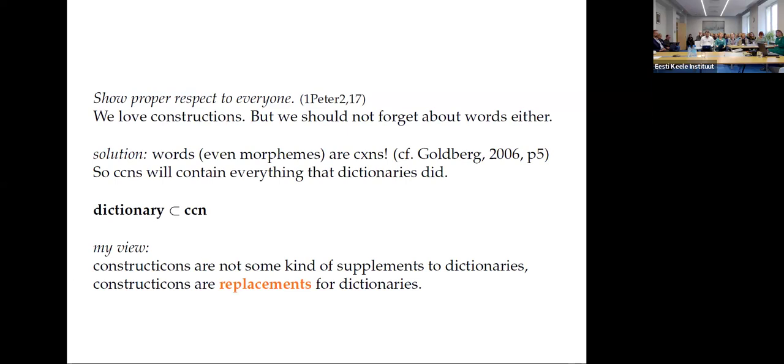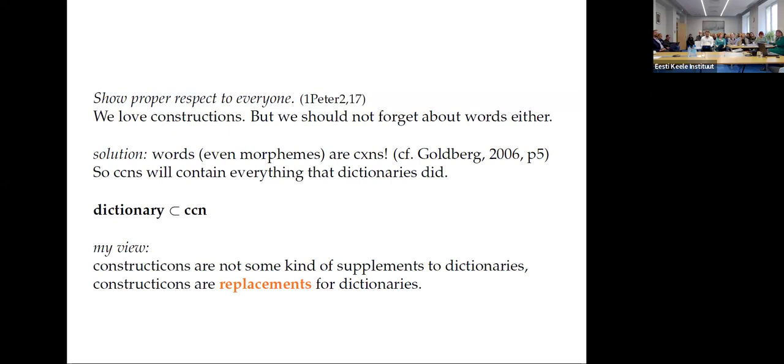The solution, which is completely not new, is just that everything is a construction. So a word and all things are constructions. So if we build a constructicon, we will cover everything. As Benjamin exactly said, the dictionary is a subset of the constructicon. The constructicon is a superset of the dictionary.